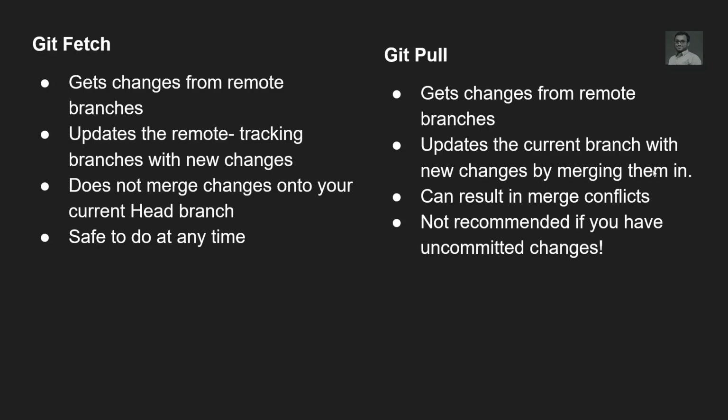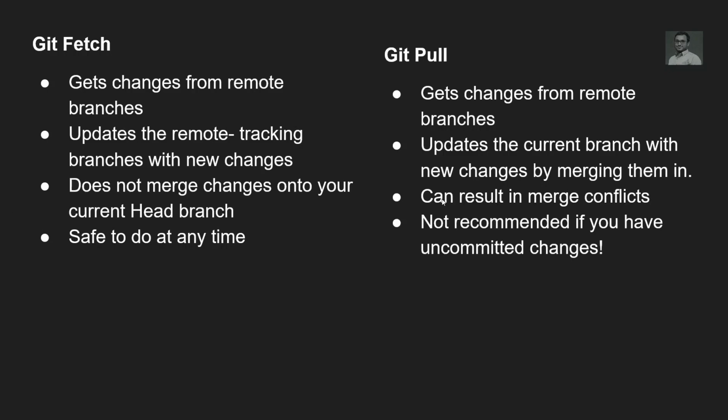That means git fetch updates only the remote tracking branches. It will not merge into your current branch. It will keep the changes in your local repository only. But when you do git pull, it gets the changes from the remote branch, and also updates the current branch with the new changes by merging them. By merging your local commits and the remote tracking commits, both are merged into the current branch. Git fetch does not merge changes into your current head branch. You need to understand that.